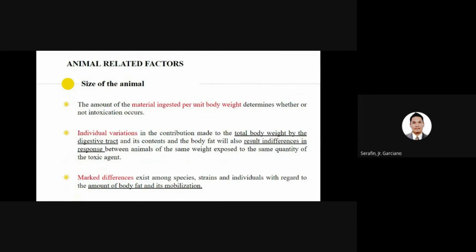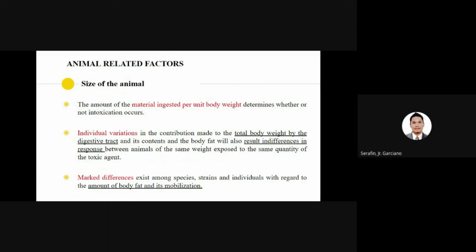So the size of the animal also has factors in intoxication, no? The amount of material ingested per unit body weight determines whether or not intoxication occurs. As you also compared it with our pharmacology, that's why we have computation of drug doses, especially based on the body weight of the animal.